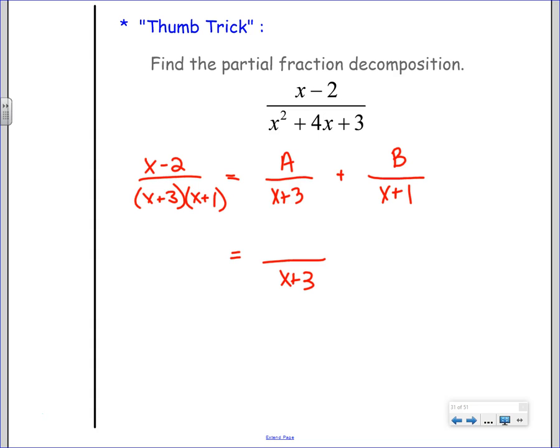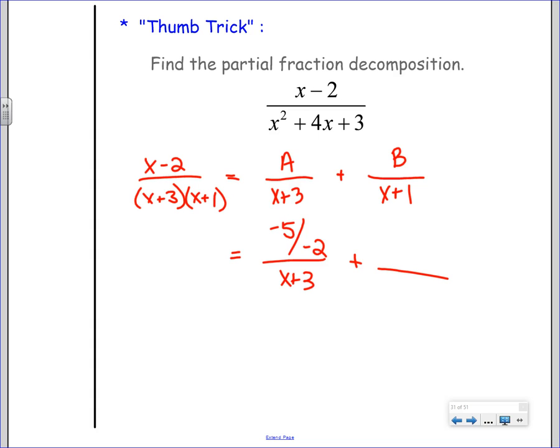What's negative 3 minus 2? Negative 5. Over. What's negative 3 plus 1? Negative 2. Guess what we just found? A. We'll go back and double check with the other one, but ready?